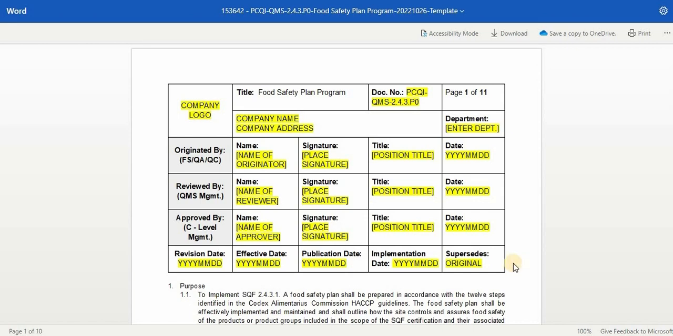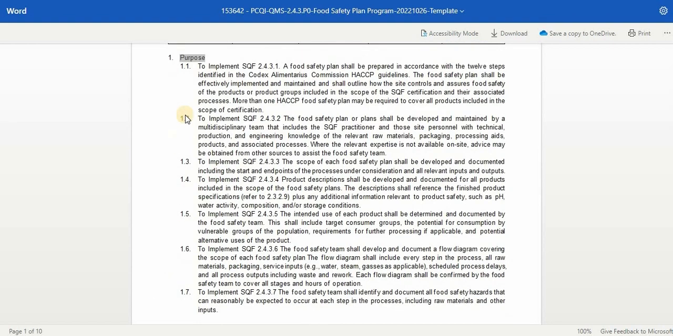Now we will focus on the components of the program. First is purpose. The purpose is the implementation of any certification standard or compliance with a regulatory requirement. For this program, it is for implementation with the SQF Module 2 Edition 9 for food manufacturing under Clause 2.4.3.